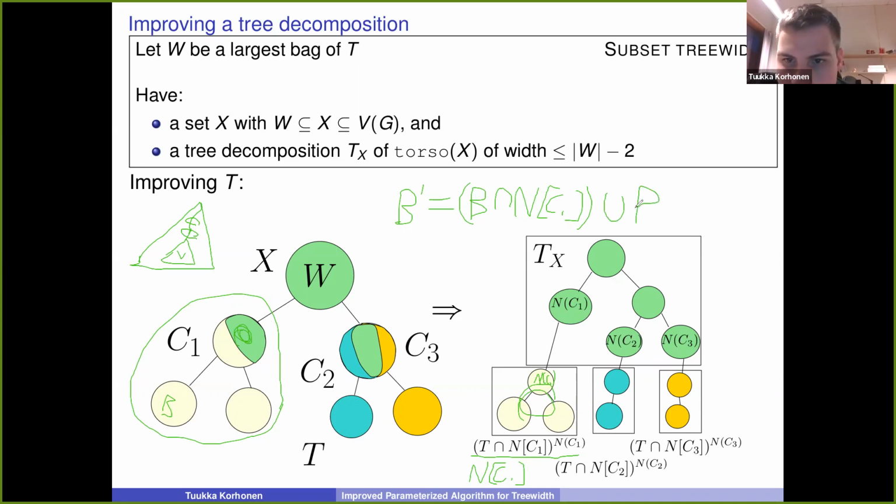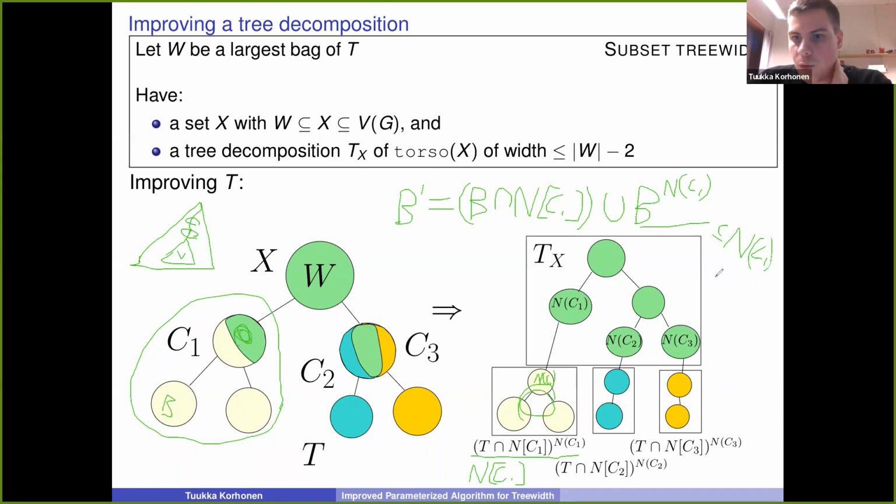So this B prime is constructed as this intersection, but then I use this quite weird notation, B to the N of C1, to denote a subset of N of C1 that we have to include in this bag to make this N of C1 live also in the root. So we have to add some vertices to make it go all the way up to the root. And yeah, this is the definition of the construction.